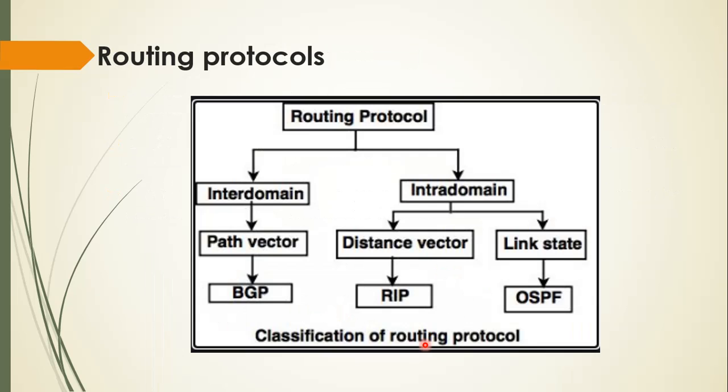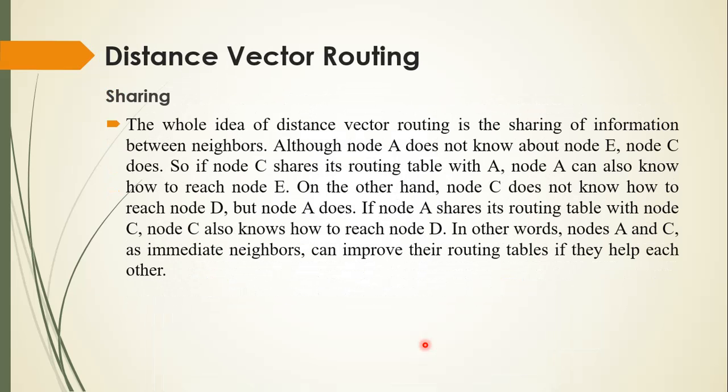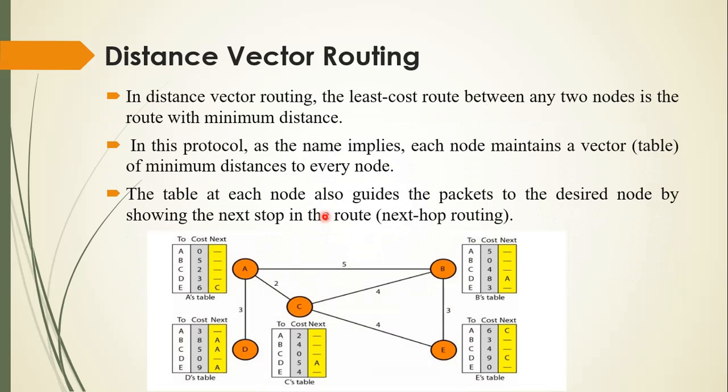So the concept is, if C shares its routing table with A, A can also know how to reach node E. See here, A has no information about E because they are not neighbors. But C is a neighbor of E, so C has information about E. Now C is a neighbor of A, so C passes this information to A, and then A can know how to reach E. That is the concept.